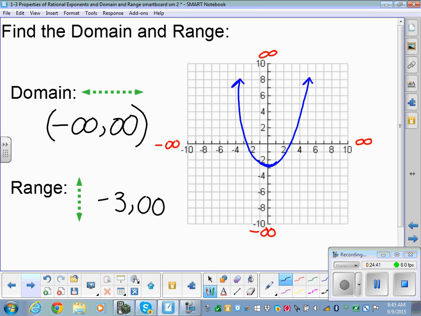Okay, good. So now, did it include 3? Did it land right on 3? Yes. So to say it includes 3, you put a bracket. Bracket means it included. Parenthesis means not included.